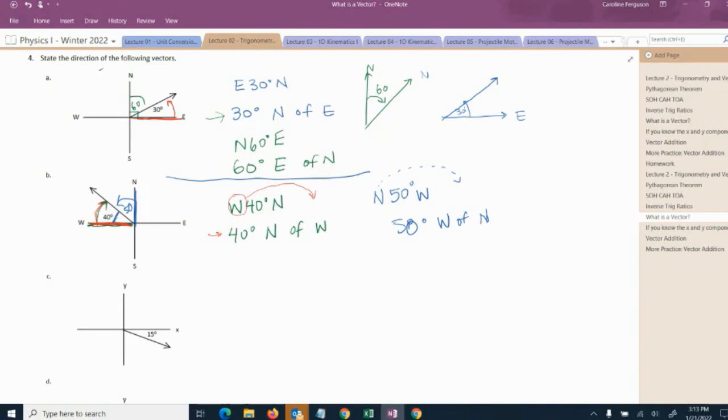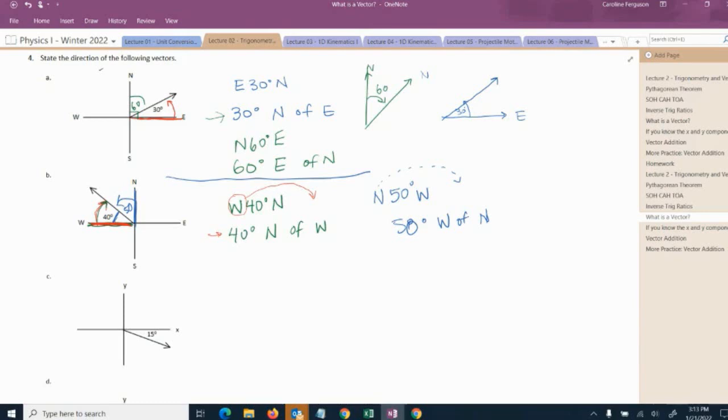Okay, so let's go ahead with C. Does anybody have an opinion or a thought about how you would state the direction of the vector in C? X minus 15y. X negative y, or 15 minus y of x. Yeah, you're getting close. So the way I would say it is a certain number of degrees above or below the positive or the negative x-axis.